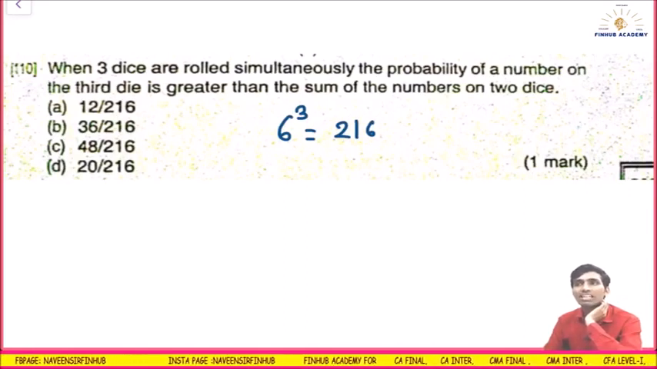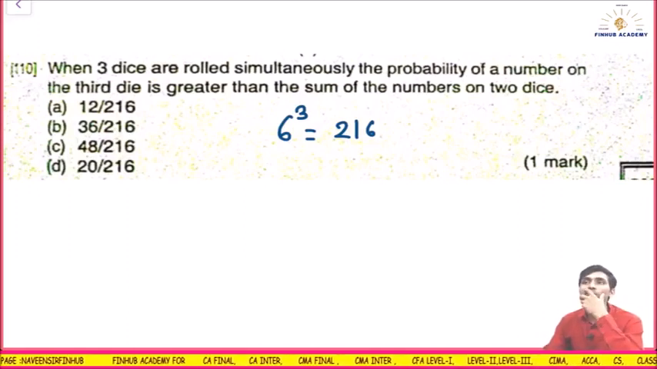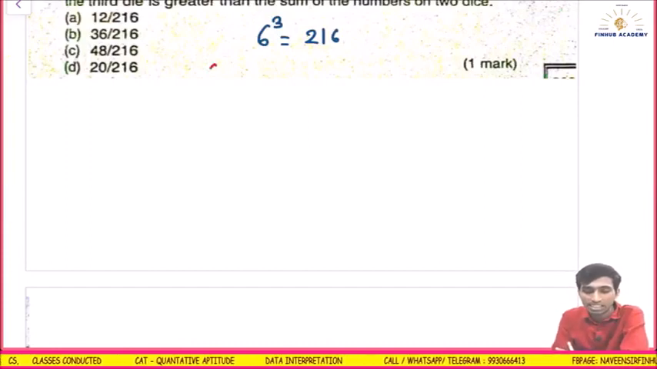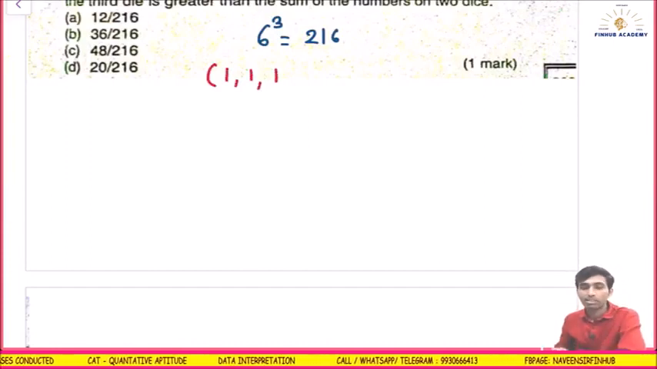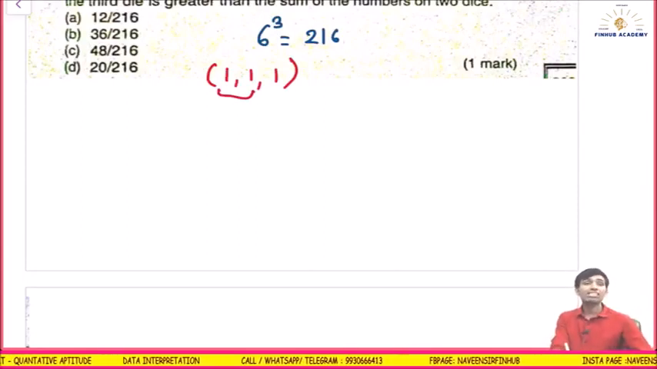Now what are they saying? They are saying the number on the third die is greater than the sum of the other two numbers. Okay, once you understand the sequence, it will be easy. The third die will be 1 now, but here the sum of the other 2 would be 2, and that is not acceptable.